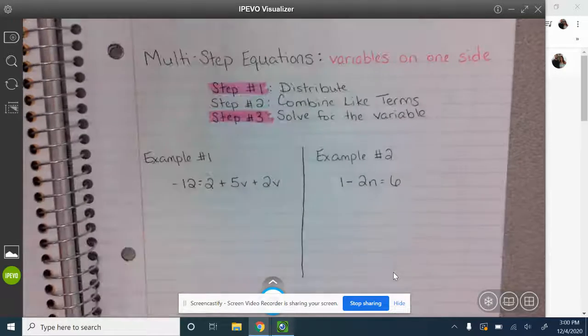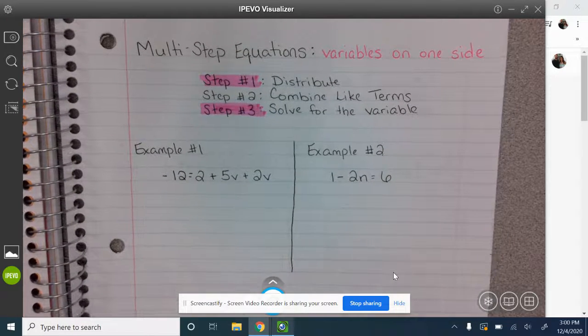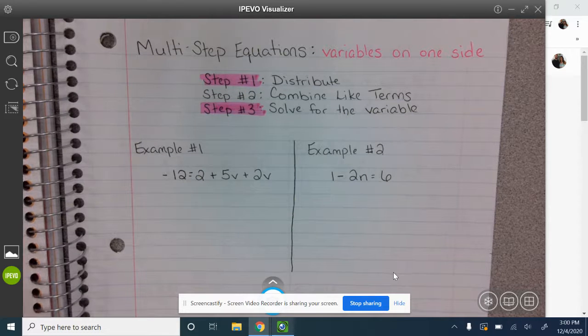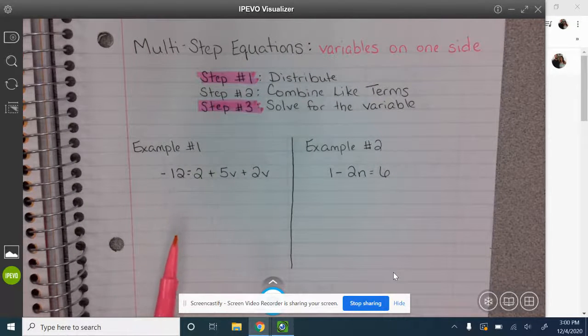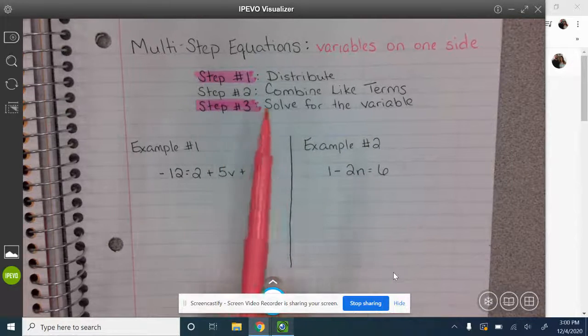Okay, today we're going to look at multi-step equations that have the variables on only one side of the equal sign. So we're taking our two-step equations that we worked with last week and we're going one step farther. So the first thing we're going to do is distribute if you can. Well, obviously in this first example, there are no parentheses, so there is nothing to distribute. So step one is done.